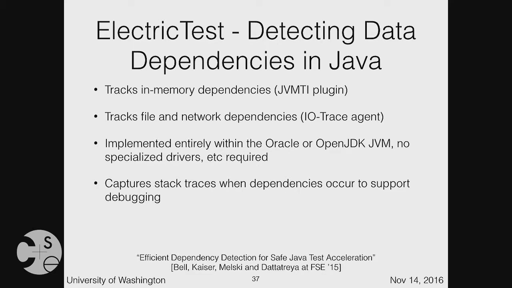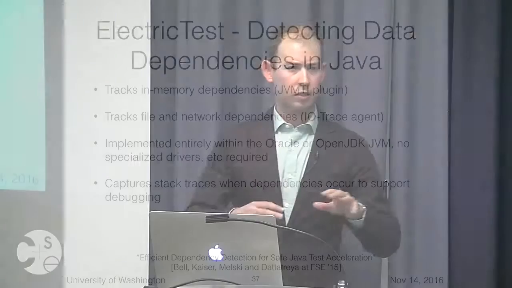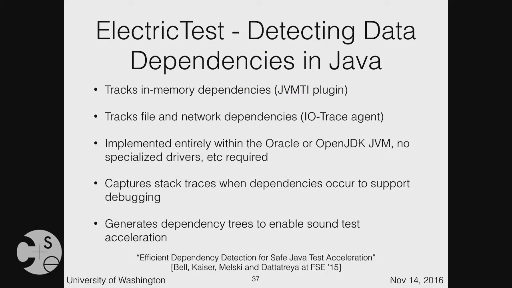And so it can capture complete stack traces when these dependencies occur to support debugging. This way, maybe we could tell developers, hey, these tests had this data dependency. It was on this field called log. Maybe now you'll look at that and say, I don't care. We could say it's on some other field that you do care about. And most interestingly for our problem, we also generate these dependency trees to enable sound test acceleration.